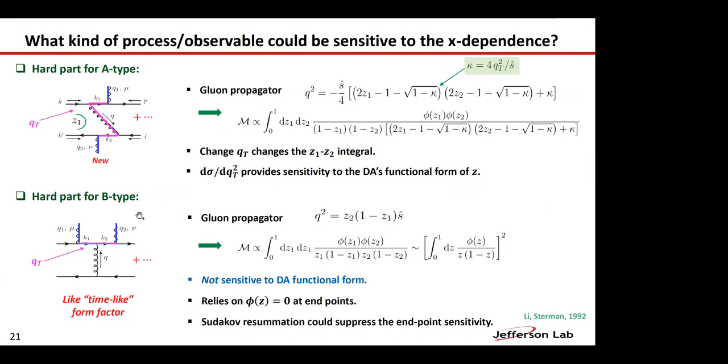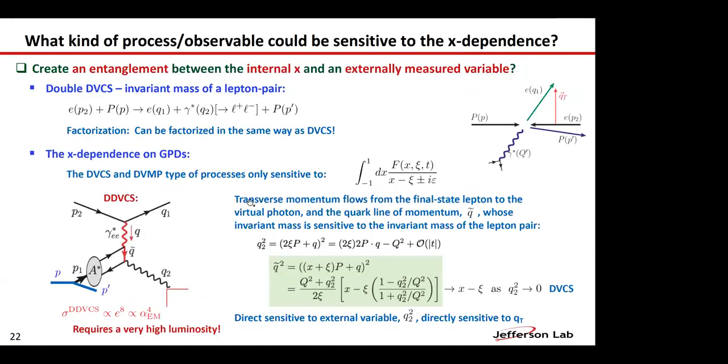So that becomes sensitive. But at the same time, you have a type B process, the 2-photon from the same side, and they are actually not very sensitive to it. So in this process, in principle, you have sensitivity, but you still have to be careful about the relative size of these two. Then there is another process you are probably familiar with, known as double DVCS.